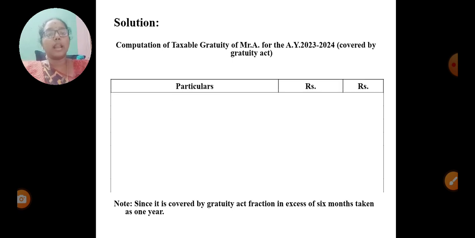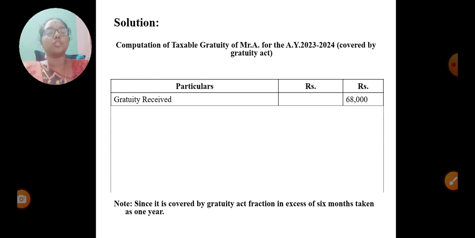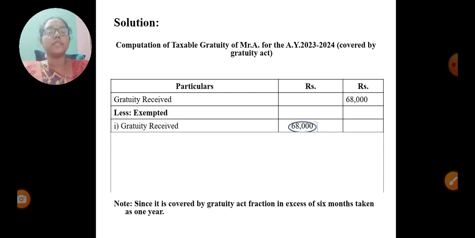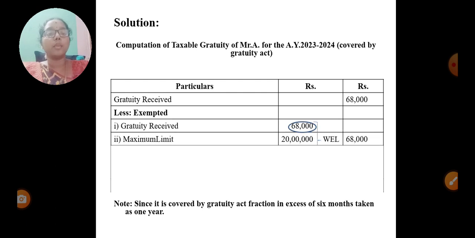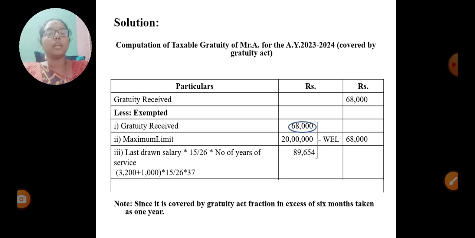First we write the gratuity amount received, so that from that we can deduct the exemption amount. For the exemption amount, we take gratuity received 68,000, maximum limit 20 lakhs, and third, last drawn salary into 15 by 26 into number of years of service. So last drawn salary 3,200 plus 1,000 has to be multiplied by 15 by 26, again multiplied by 37, the number of years of service.